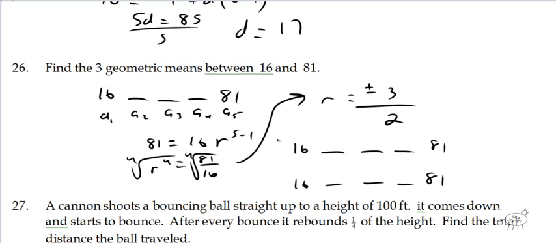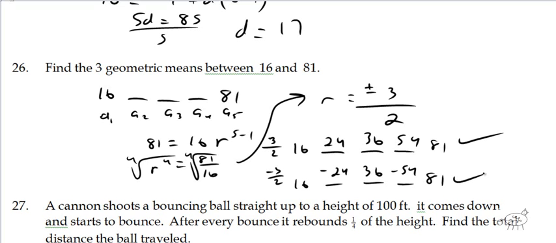So multiplying, let's do the positive 3 halves first and then the negative 3 halves. If I multiply 16 times 3 halves, I get 24. Times another 3 halves is 36, times another one is 54, times another one gives me 81. So that one checks out. And then the negative is just as easy. It's negative 3 halves times 16 is negative 24, times negative 3 halves is positive 36, times negative 3 halves is negative 54, times negative 3 halves is positive 81. So that one checks out as well. So you really have your two sets of answers here. You have this set and this set.